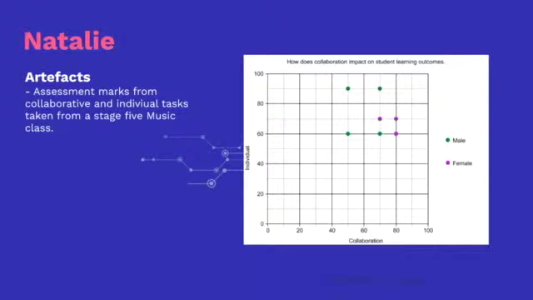Artifact analysis of student assessment marks was selected as it provides details on how the students have performed both individually and collaboratively. Eight students were chosen from a class of around 25. From these eight students, one of the main findings is that the boys outperformed the girls in individual assessments, while the girls outperformed the boys in collaborative assessments.